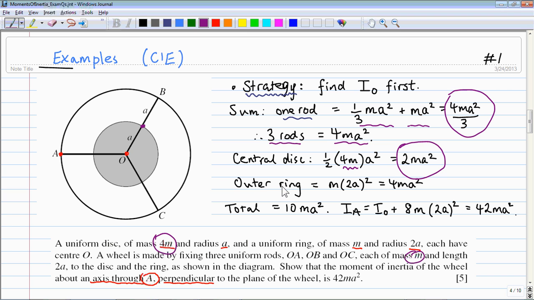The moment of inertia of the ring is an easy one because a ring just consists of a set of particles, all of which are at the same distance from the axis, if the axis is at the center.